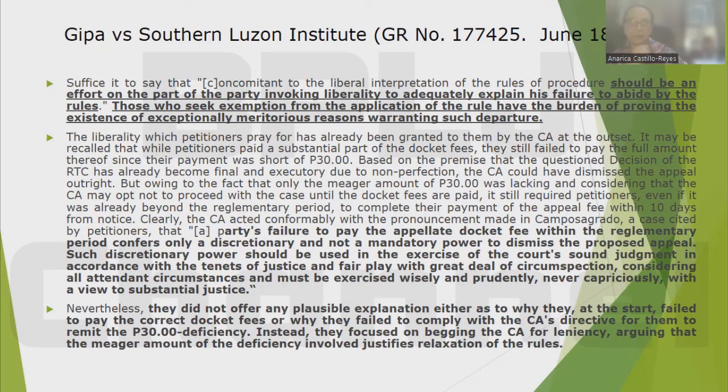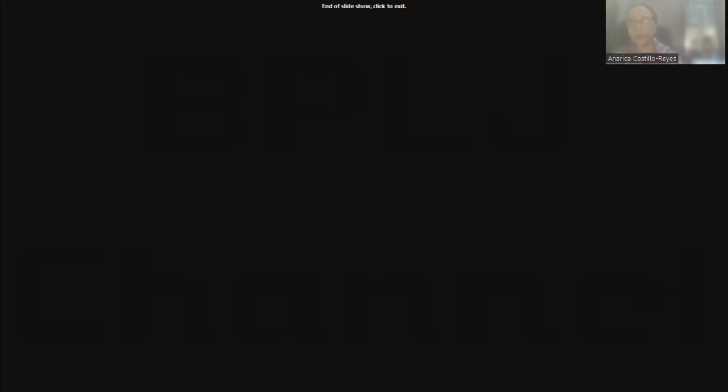So the Supreme Court said, in the liberal interpretation of the rules of civil procedure, there should be an effort on the part of the party invoking liberality to explain its failure to abide by the rules. Those who seek exemption have the burden of proving the existence of exceptionally meritorious reasons warranting such departure. However, in this case, they did not offer any plausible explanation why they failed to pay the correct docket fees or why they failed to comply with the directive for them to remit the 30 peso deficiency. Instead, they focused on begging the court for leniency, arguing that the meager amount of the deficiency justifies relaxation of the rules. Okay, so that's it for the general provisions.